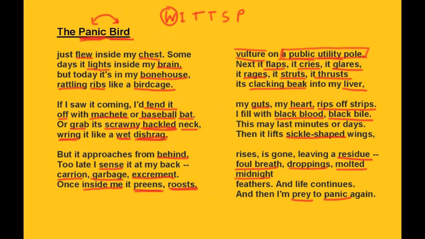Next, it flaps, it cries, it glares, it rages, it struts, it thrusts its clacking beak into my liver. Okay, all very strong images there from all of those particular word choices, the diction that the poet has intentionally used. My guts, my heart, rips off strips. Okay, very powerful words there. It's thrusting its beak into all different parts of my body and then ripping pieces off.